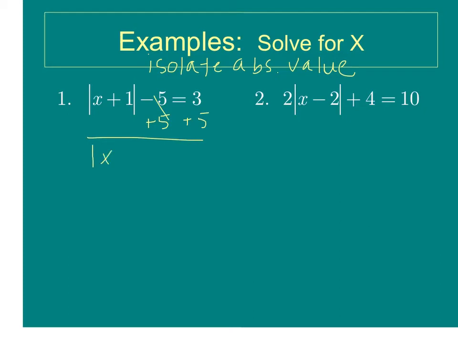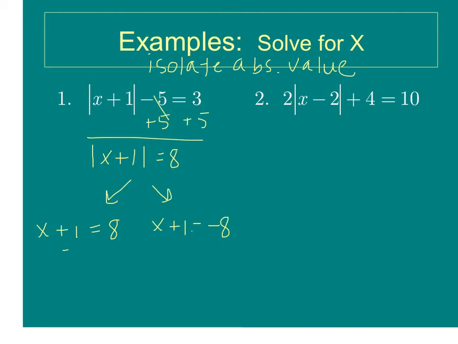So we have the absolute value of x plus 1 equals 8. Now the question we're asking ourselves is, what numbers could go in here that when you took the absolute value of them you would get 8? And at this point I usually split this equation into 2, and I say, well, x plus 1 could be 8, and that would give us an absolute value of 8, but x plus 1 could also give us -8, because that would give us an absolute value of 8.